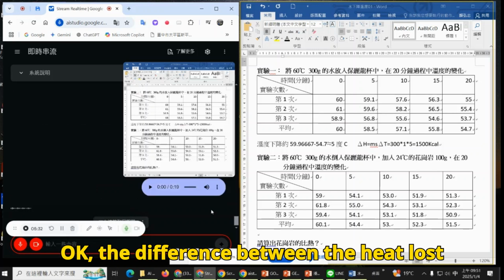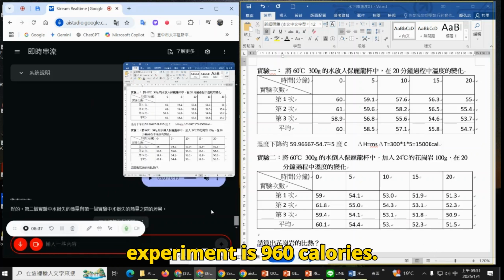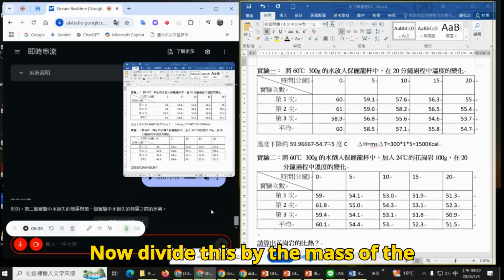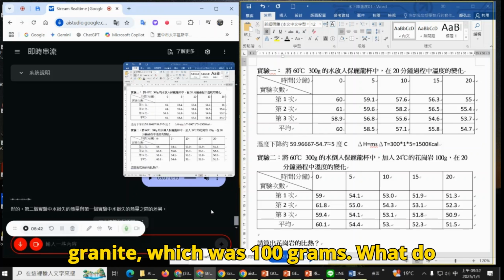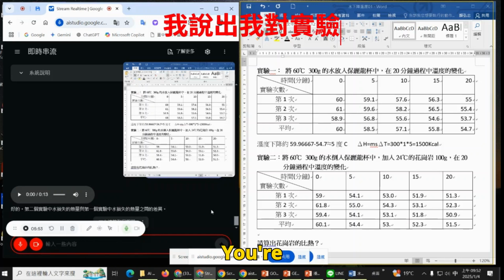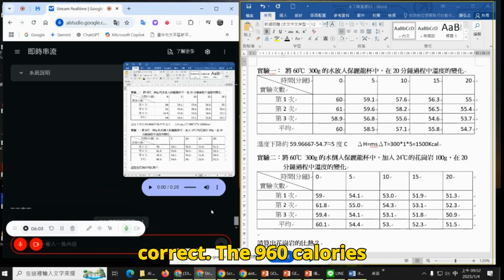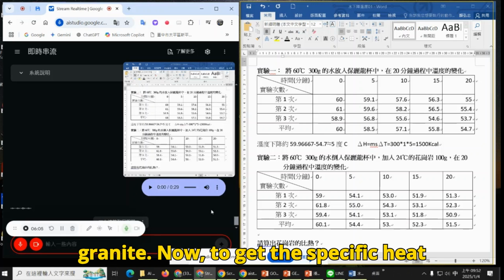Okay, the difference between the heat lost by the water in the second experiment and the heat lost by the water in the first experiment is 960 calories. Now divide this by the mass of the granite, which was 100 grams. What do you get? 所以我们是不是算出实验2花岗岩吸收的热量，然后再来就可以算出它的比热呢？You're correct. The 960 calories represents the heat absorbed by the granite.